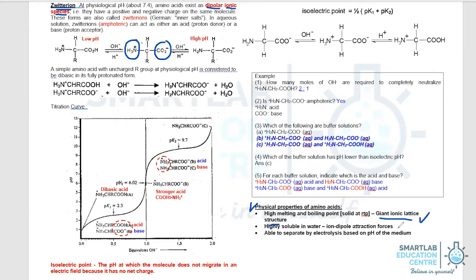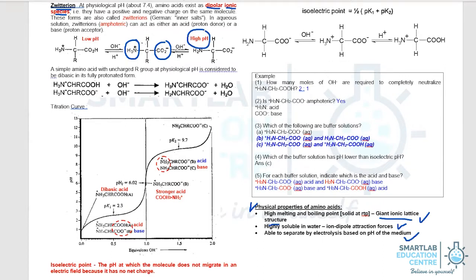In the presence of water, it's able to establish ion-dipole attraction forces, so amino acids are highly soluble in water. Finally, amino acids can be separated by electrolysis based on the pH of the medium. So let us take a look at some examples.